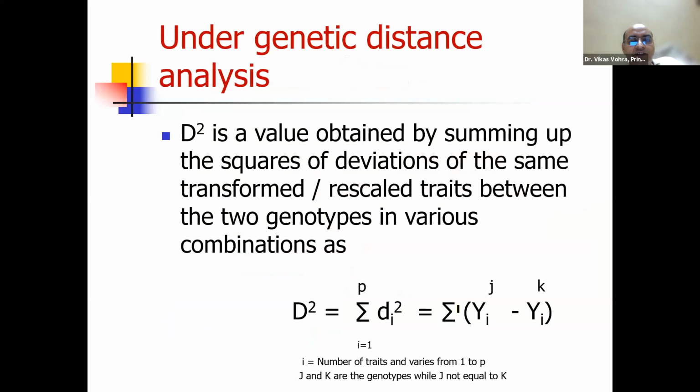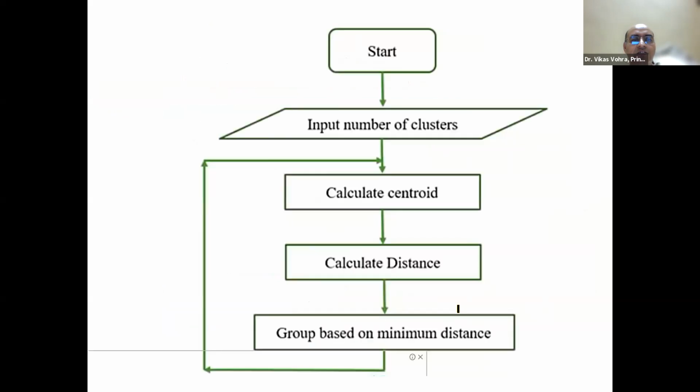And in genetics, we say that J and K are two genotypes, and I to P are the number of traits. For each trait, you define different genotypes and you calculate the D square. Those who are in the same group, you can say they belong to the same genetic group. And this is how we do it for every newcomer or new population based on the discriminant model you have developed. Every new member that comes, we will calculate the D square.